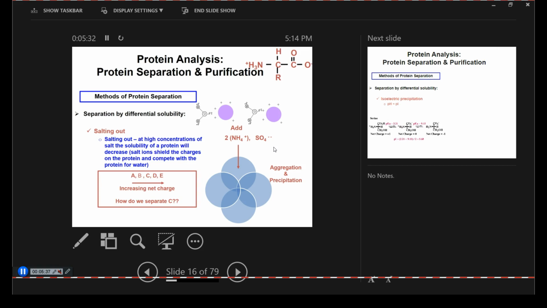For instance, if you have 5 different proteins in your solution and you're interested in one type, let's say type C, and if you look here, they have increasing net charge from A to E. So E has the highest net charge and A has the lowest net charge. Using salt, how can we isolate C? Just think simple terms. What would you do?